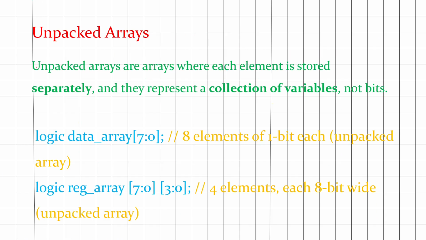Okay. Unpacked arrays are arrays where each element is stored separately, which we will see with the help of an example, and they represent a collection of variables, not bits. It means it is not continuous. We will store the elements differently. In representation, it will help you in our next topic. I will just store it like this.